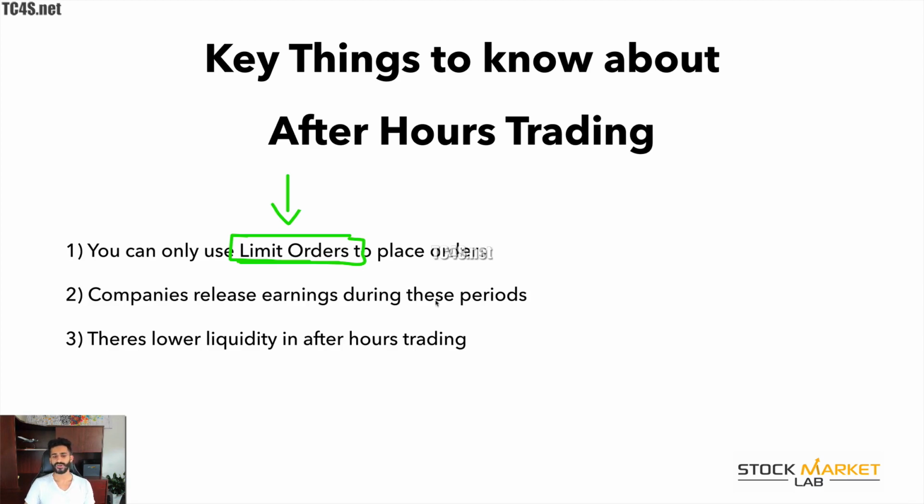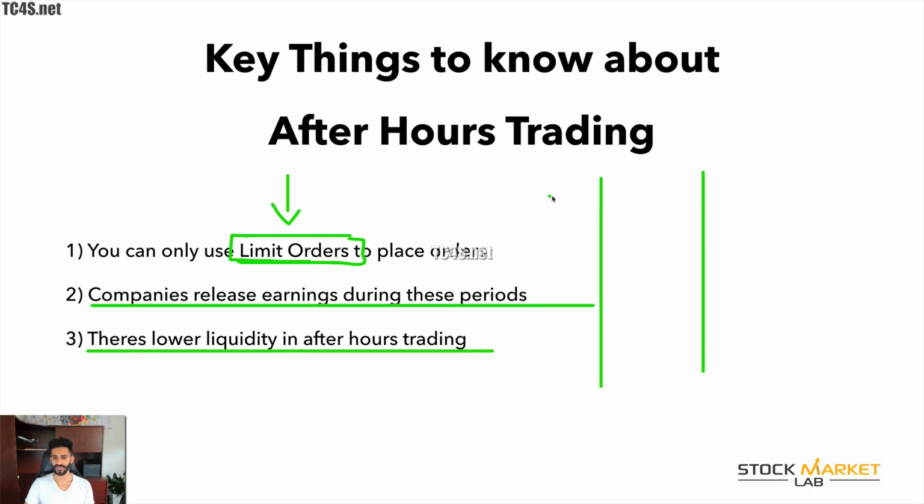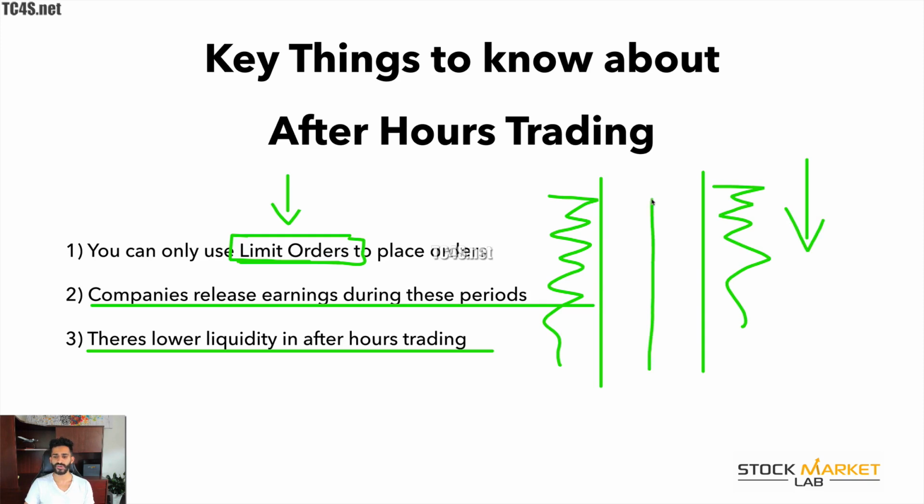Companies release earnings during these periods. So pre-market, after hours, when companies release earnings or any other major event. There's lower liquidity in after hours trading. After hours, once again, meaning once the market is closed. When the market is closed, and we're in pre-market or after hours, there's not a lot of transactions happening, guys. The transaction amount is decreased. Transactions increase the most when the market is open. Keep that in mind, okay?